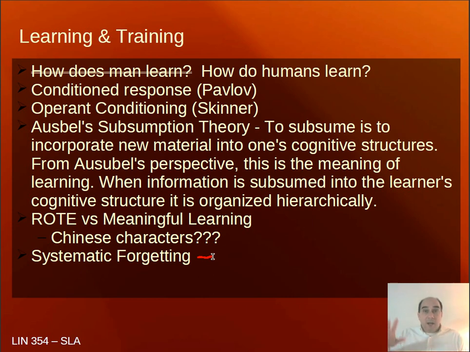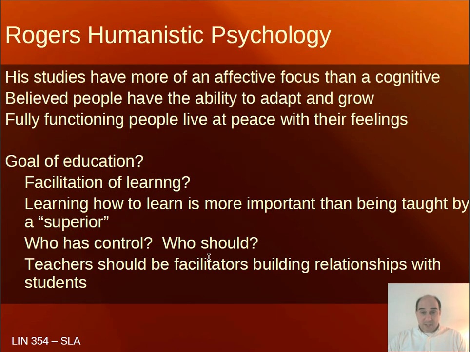The brain begins to snip off these extra pieces that aren't being used very often, kind of like pruning a plant and snipping off the dead pieces. That's the idea of systematic forgetting. And that does happen. We do forget things because we didn't place importance on them. It's not meaningful to us in a certain sense.